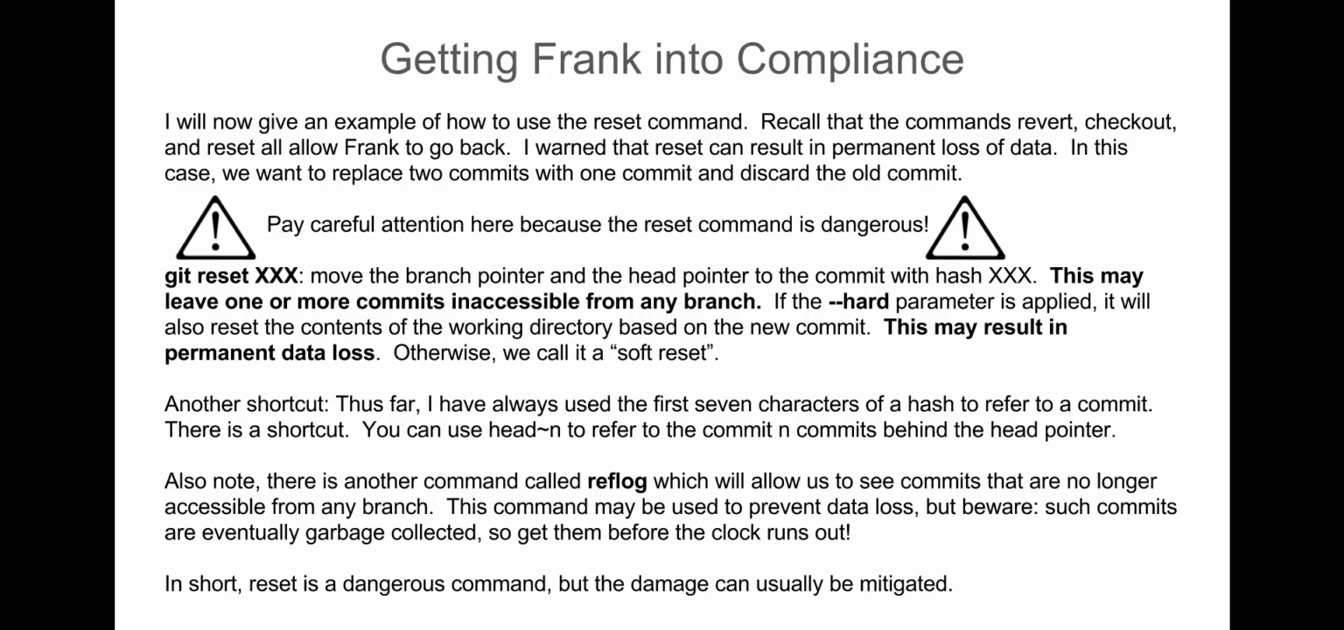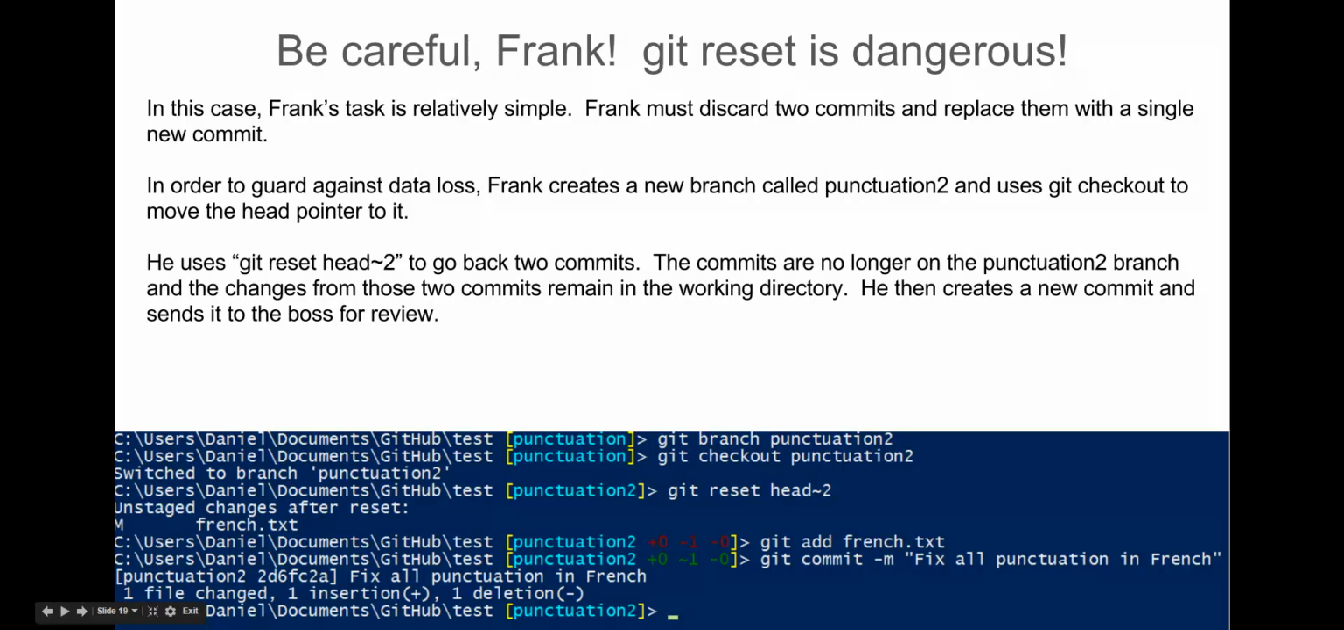So in short, yes, git reset is a dangerous command, but when you understand what's going on and you know how to use the commands, the damage can usually be mitigated. So be careful, Frank. Git reset is dangerous, and Frank needs to use git reset. And his task is very simple. He's simply going to go back 2 commits and then replace them with a new commit.